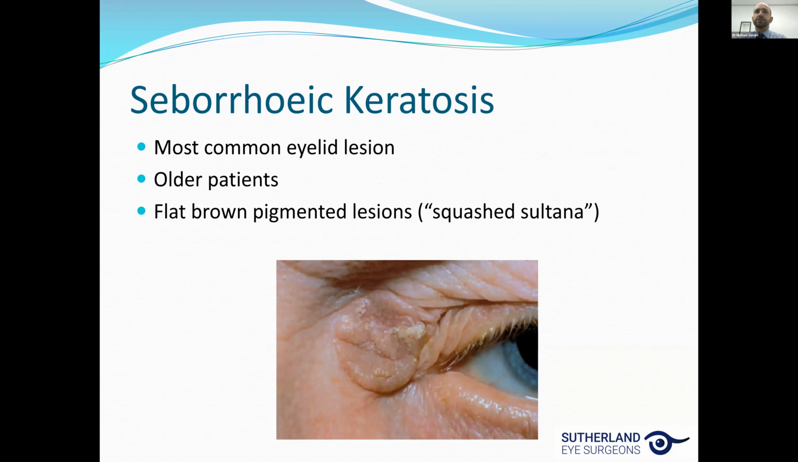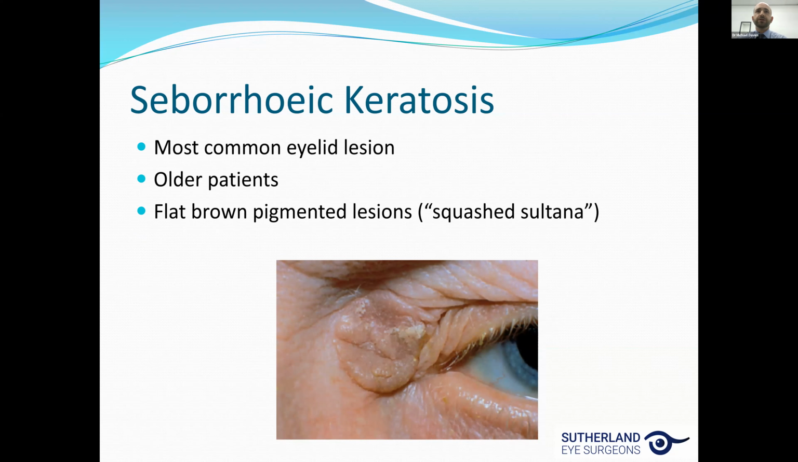Seborrheic keratosis, so this is the most common benign eyelid lesion that we would see, typically in older patients, often multiple in presentation, and they have this appearance of flat brown pigmented lesions, sometimes described as a squashed sultana. And the mainstay of treatment for these is surgical excision, as it is for most of these benign lesions.